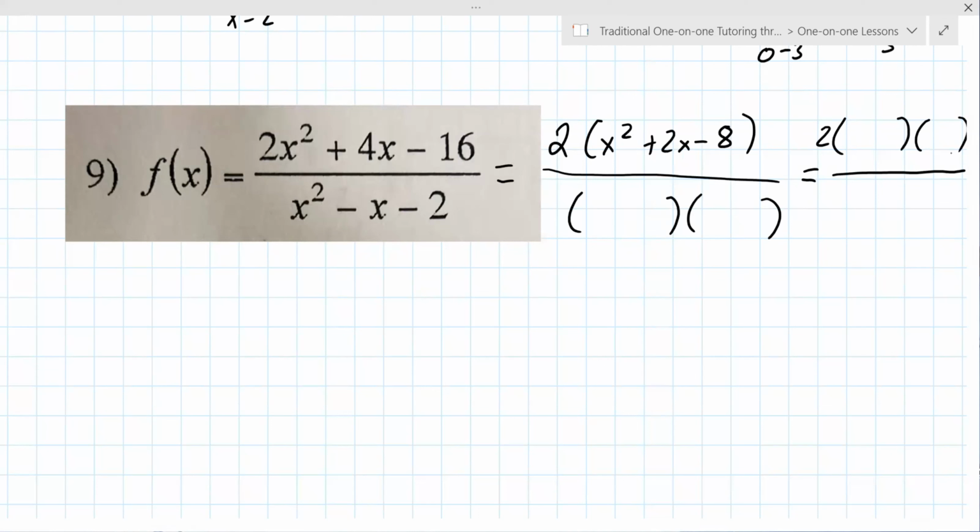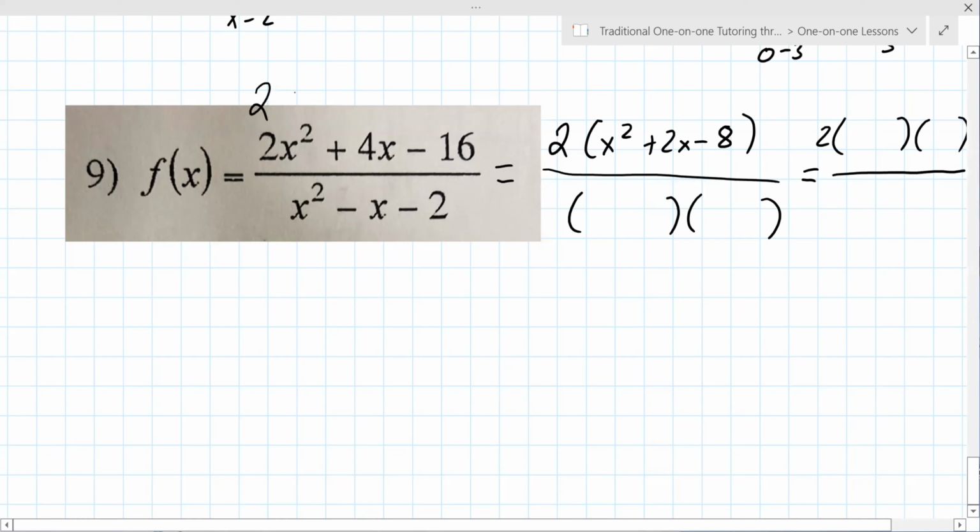Would the 2x factor out? No. You're factoring a 2 out of everything in the top. I already did that for you. I already factored out everything. Hopefully you're seeing my screen. Yeah, I see it. So I'm asking you to factor that in the top and then the bottom underneath.